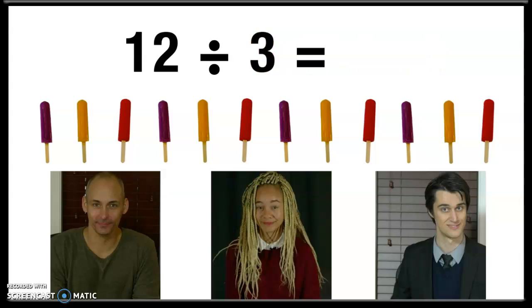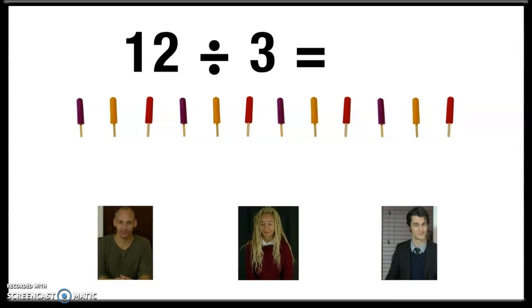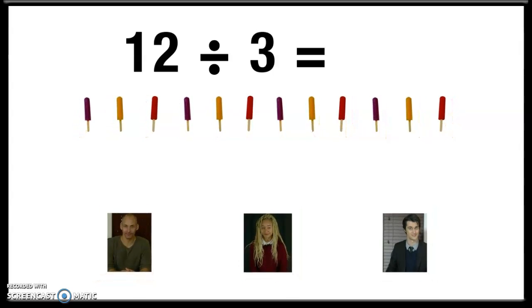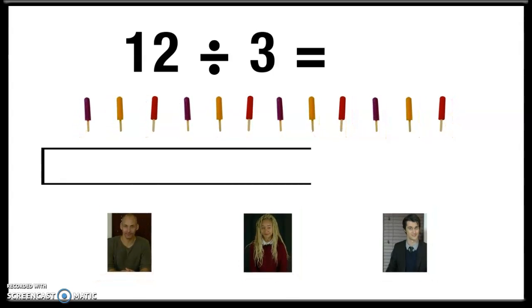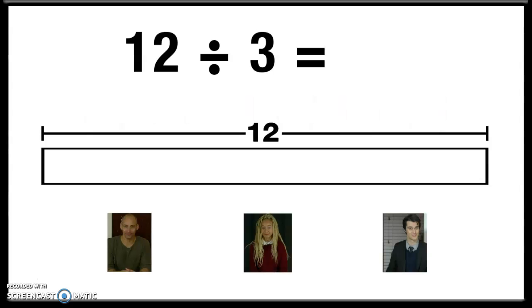Next, we add the equal sign. We are going to use a bar model to help us solve this problem. First, we draw the bar. Next, we label the bar. We label the bar with 12 because we are dividing 12 popsicles.